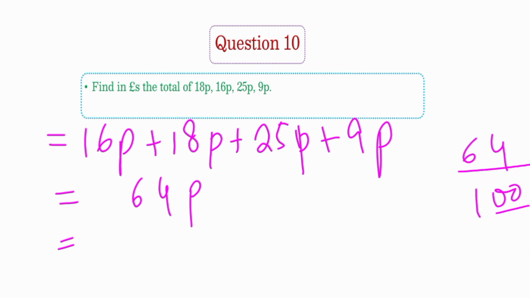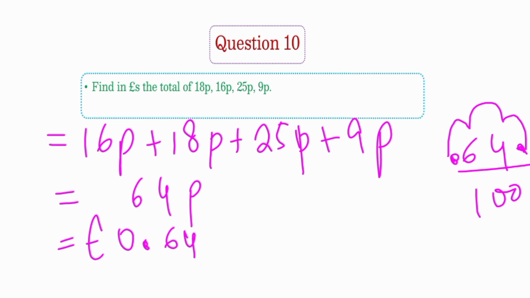We know that 100 has only 2 zeros. So the point is initially after 64, which is invisible. Then, because 100 has only 2 zeros, you will move the point 2 steps towards the left and it will become 0.64. That was quite easy, I guess. Okay, so it is 0.64 pounds.